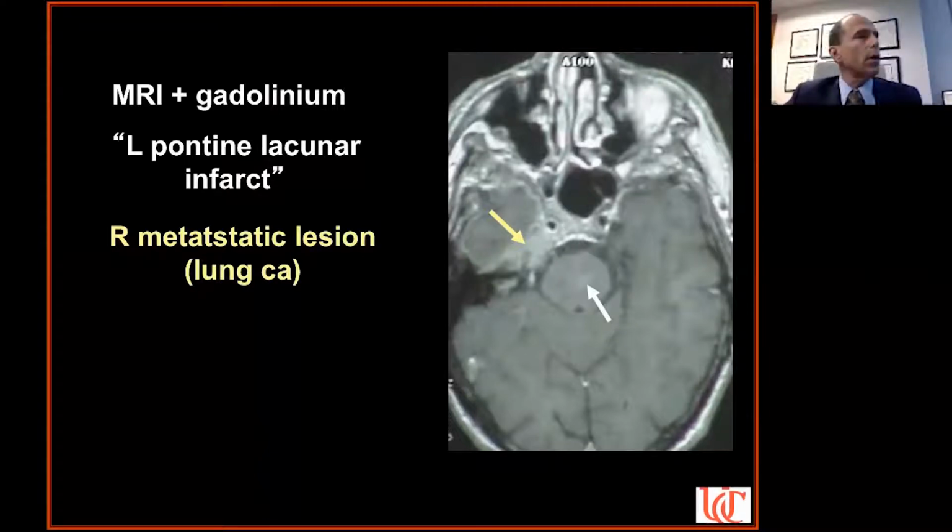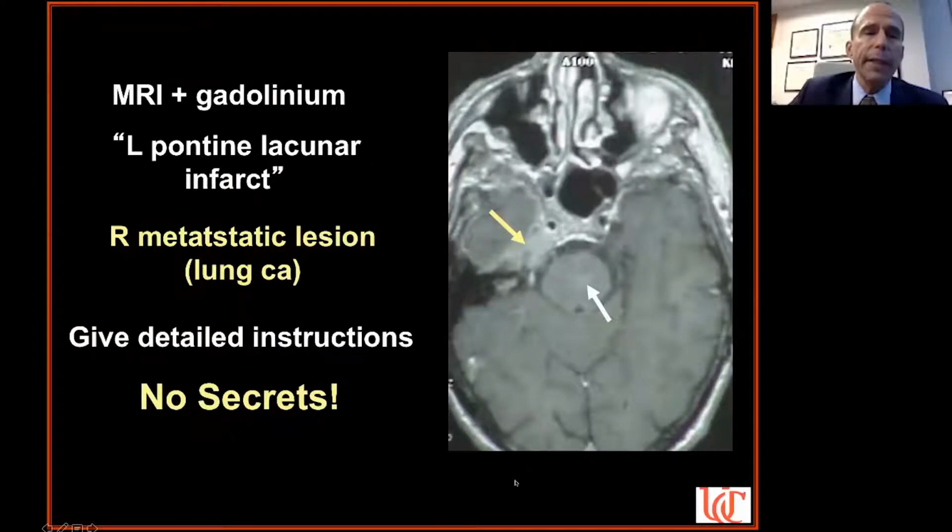I tried to give this person good instructions, but they didn't follow them very well. Because they found that little left-sided abnormality, they really didn't focus on the rest of the picture, which seems in hindsight very obvious. There's an enhancing lesion where I have this yellow arrow, and not a good-looking one. So give detailed instructions, try to avoid this problem. It didn't really help me much in this case, but no secrets, right? Tell them exactly where you think it is. I oftentimes have radiologists say, gosh, you knew exactly where the problem was. That's right, that's what neuro-ophthalmology is all about.